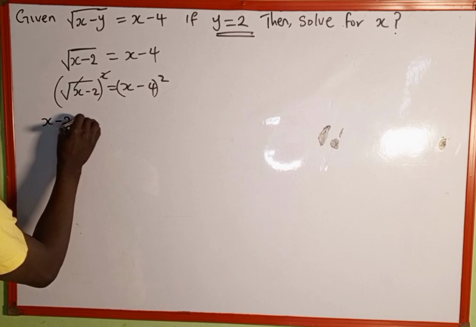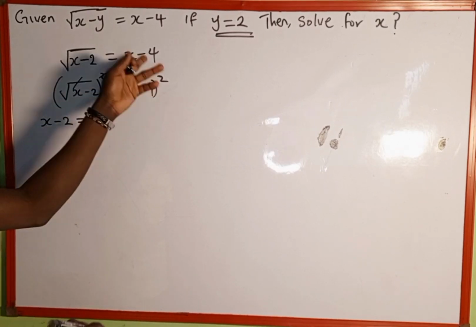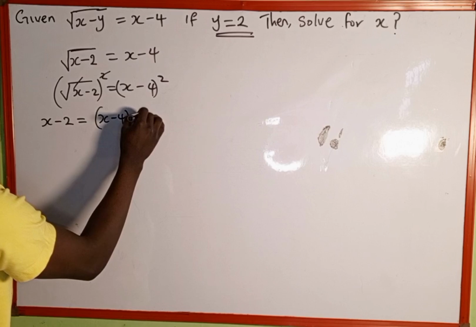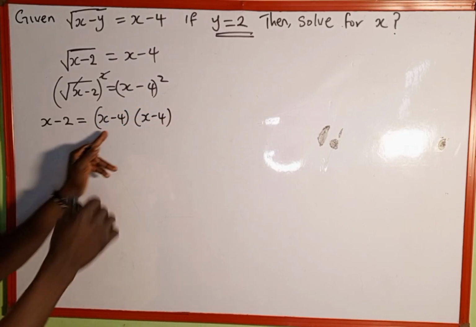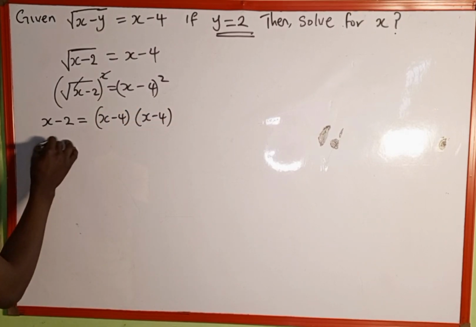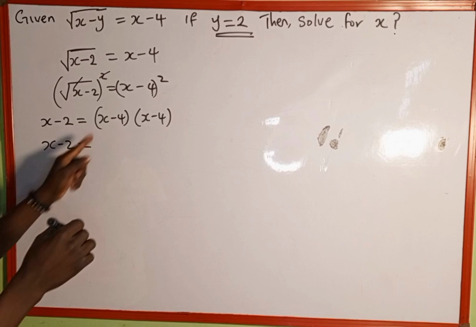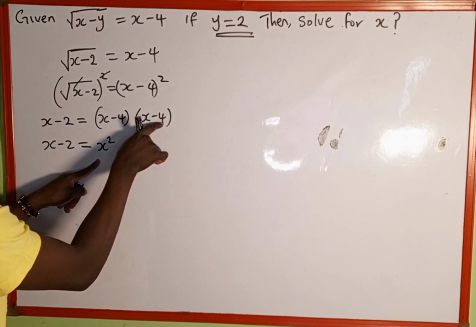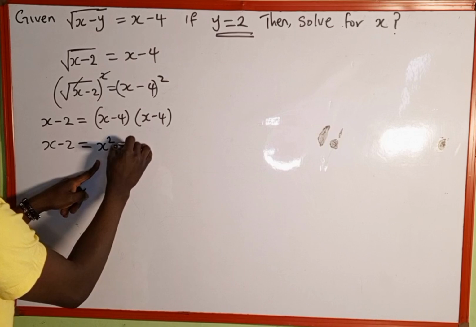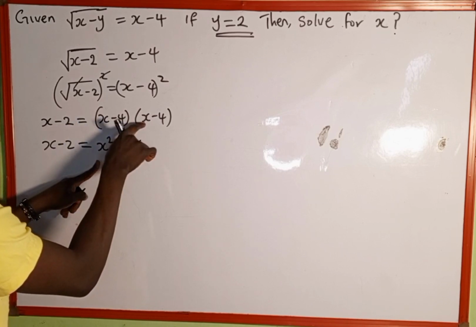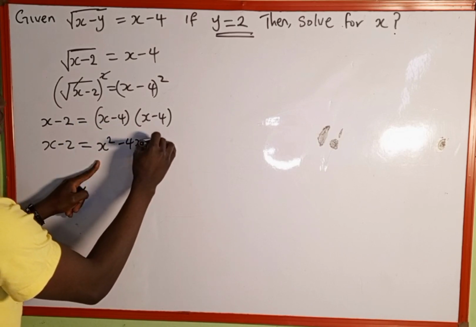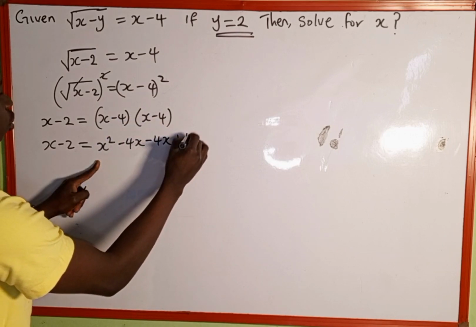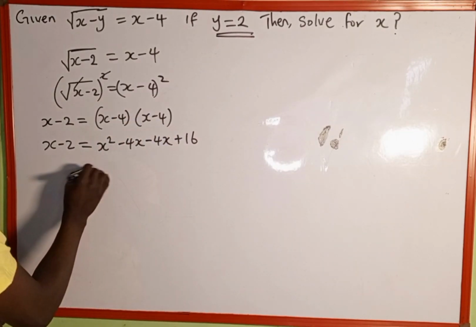x minus 2 is equal to x minus 4 raised to the power of 2, which implies x minus 4 is multiplying itself twice. So now we're going to expand this bracket. We have x minus 2, which is going to be equal to x multiplied by x, which gives us x squared. x multiplied by negative 4 gives us negative 4x. Negative 4 multiplied by x gives us negative 4x. Negative 4 multiplied by negative 4 gives us positive 16. So this is going to be equal to what?